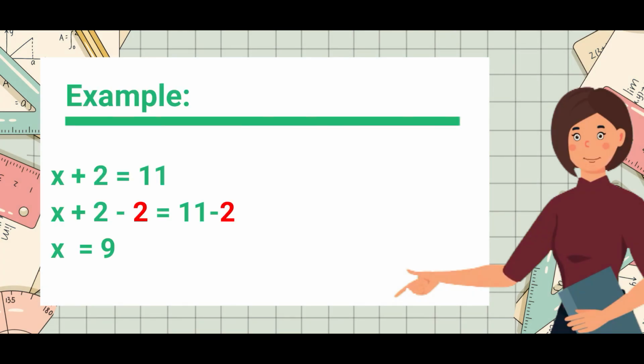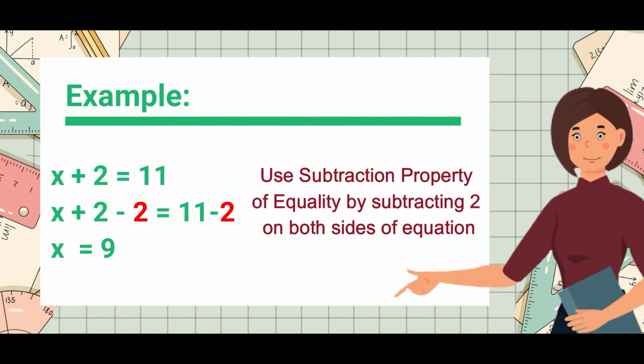For example, we have the equation x plus 2 equals 11. Using the subtraction property of equality by subtracting 2 on both sides of the equation, we have x plus 2 minus 2 equals 11 minus 2. So we will have x is equal to 9.